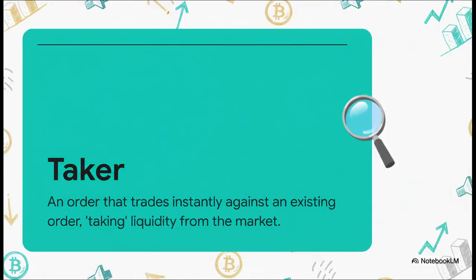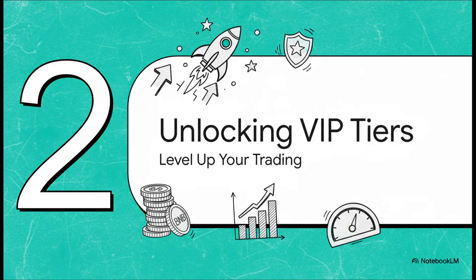Okay, now for the flip side. Let's say you just want to buy Bitcoin right now at whatever the current price is. You place a market order. Bam! It executes instantly because it matches with a sell order that was already sitting there. You just took that liquidity off the market. So the big takeaway here is this: if your order fills instantly, you're almost always a taker, and that means you're going to pay a slightly higher fee.